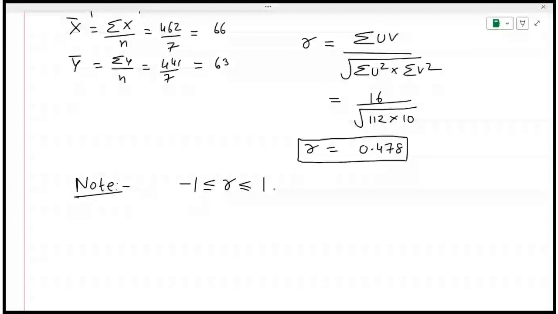Is this clear, students? This R value should always come between -1 and +1. If your answer is not coming between -1 and +1, it means you are making some kind of mistake. Okay. So I hope this is clear to all.